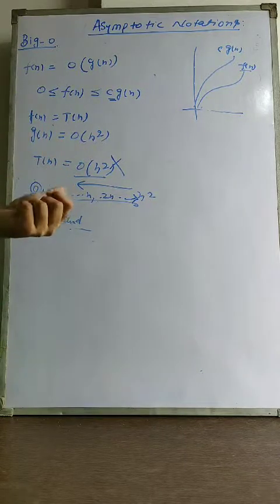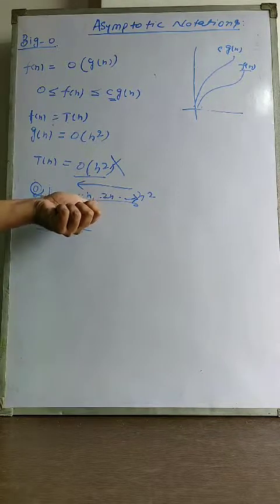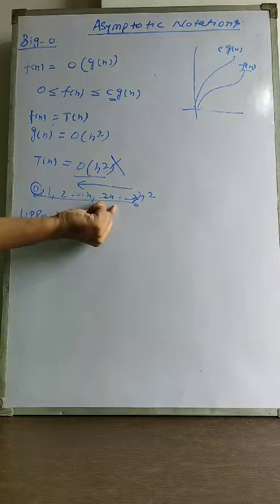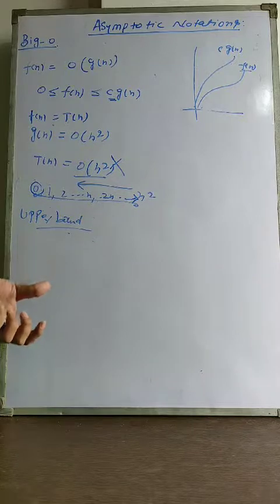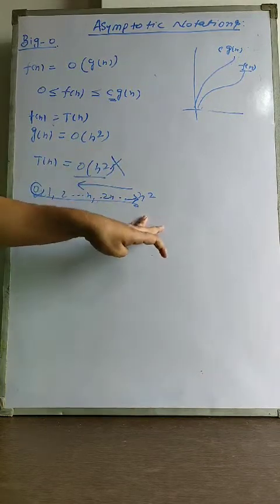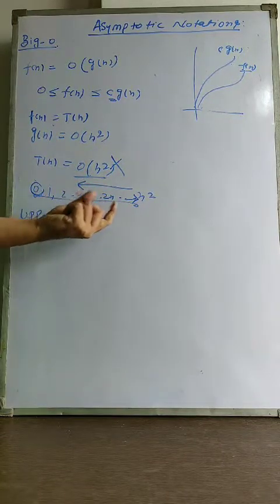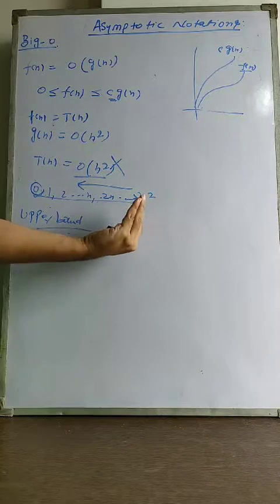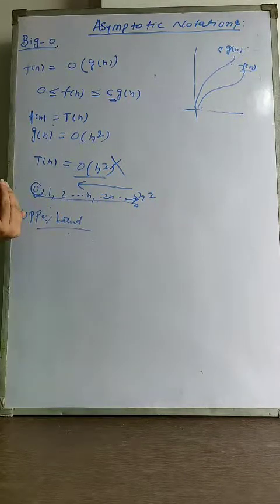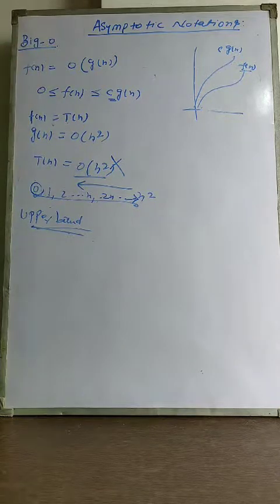Sometimes it happens your algorithm is taking n time. Sometimes it can happen that your algorithm takes 2n time. Sometimes your algorithm will take 3n time, but in the worst case it will take order of n square. So it means this is your upper bound. So your complexity will always be lower than n square. So big O notation is the upper bound.